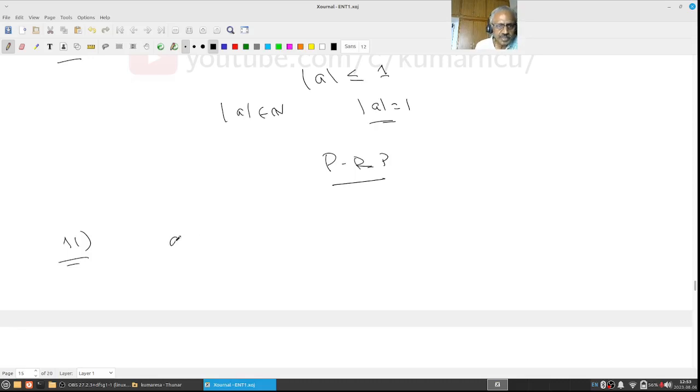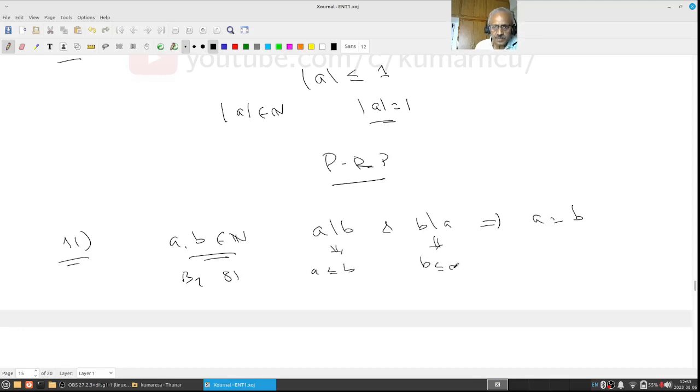Now suppose A and B are natural numbers and A divides B as well as B divides A, then what is the thing I want to claim? A equal to B. That is very clear, because A and B are natural numbers. By 8, A is less than or equal to B, and B is less than or equal to A, and hence I claim A equal to B.